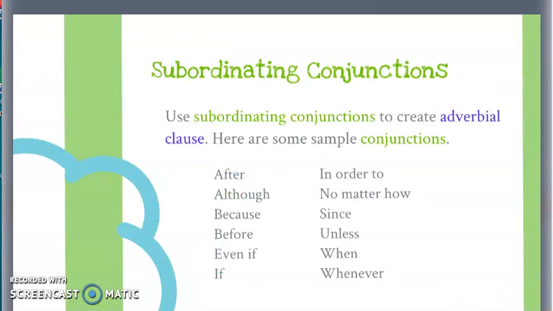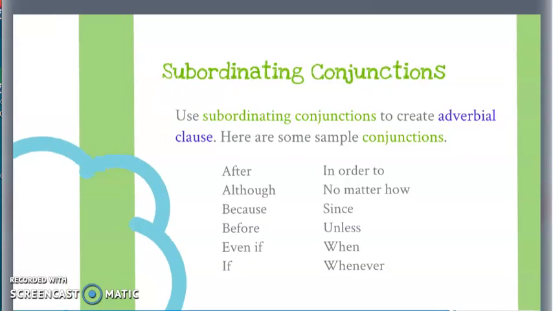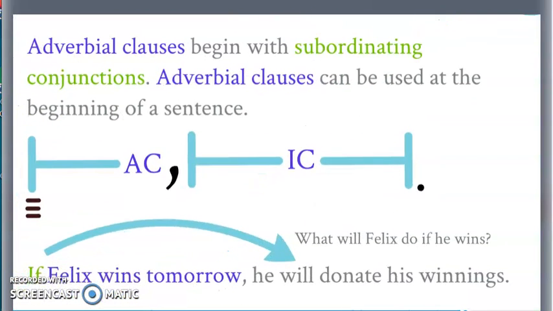These adverbial clauses are created using subordinating conjunctions. Again, conjunctions are used to connect clauses or sentences or to coordinate words in the same clause. Here are some sample subordinating conjunctions: after, although, because, before, even if, in order to, no matter how, since, unless, when, whenever. Adverbial clauses begin with subordinating conjunctions.